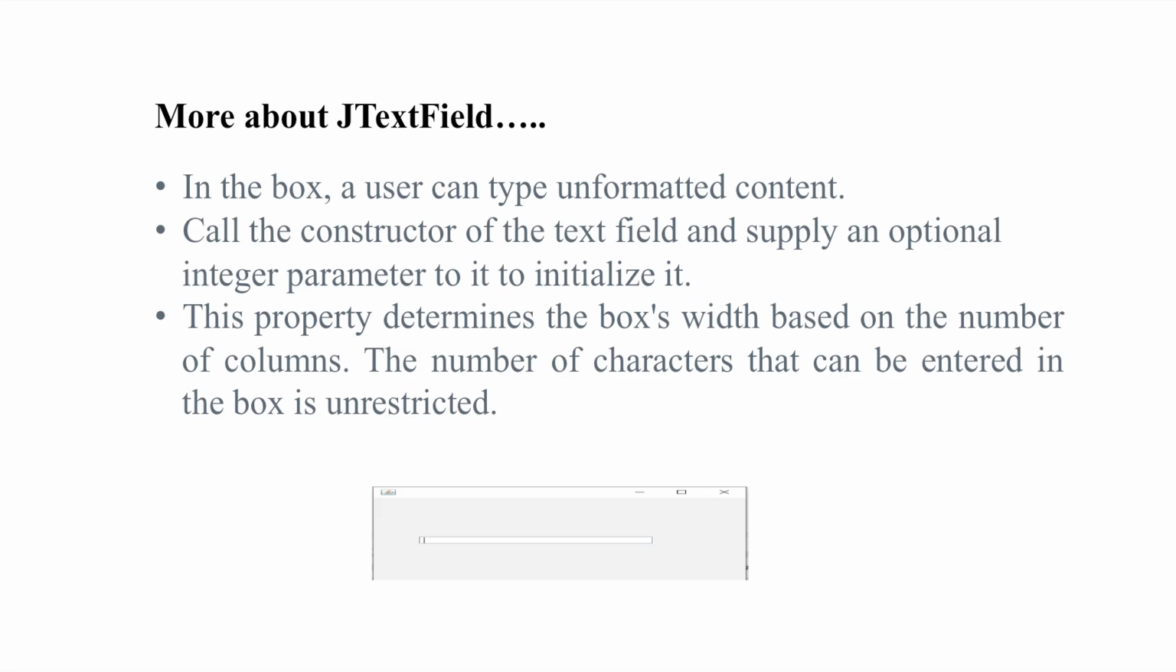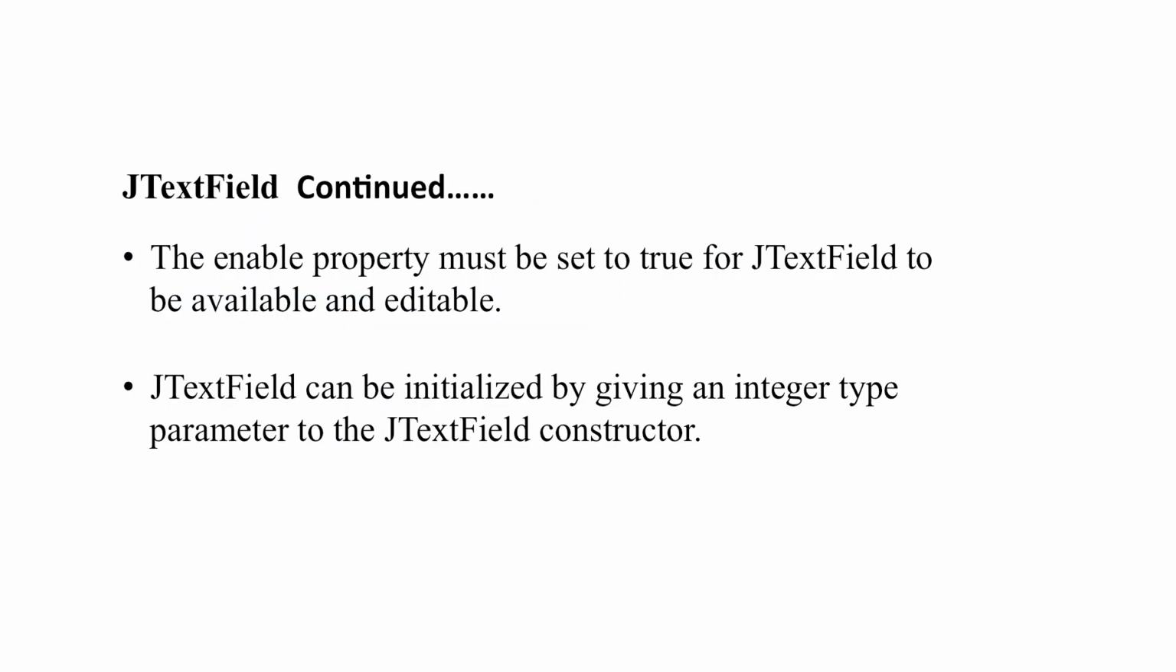We have to call a constructor always, and we have to supply the number of parameters as a column or row, whatever we want. Now the property determines box width based on the number of columns. The number of characters which we can write is unrestricted. Now if we set the enabled property to true for JTextField, it will be available and editable, meaning we can edit it. JTextField is initialized by giving an integer type parameter to the JTextField constructor.